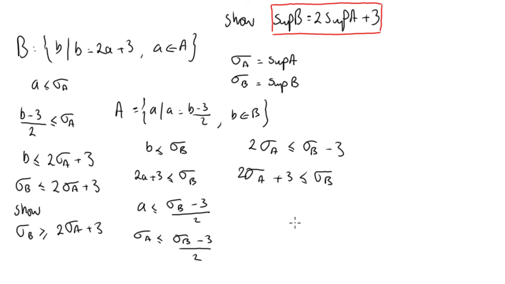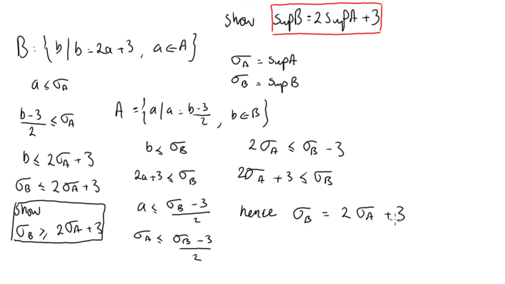So I have now shown what I needed to show. I've shown that the supremum of B is greater than or equal to twice the supremum of A plus 3. Hence, I showed that this is true, and I showed that this is true. So this means that the supremum of B is equal to 2 times the supremum of A plus 3. And that is what was required from us in the question. Okay, so I hope this video helps, and thanks for watching.